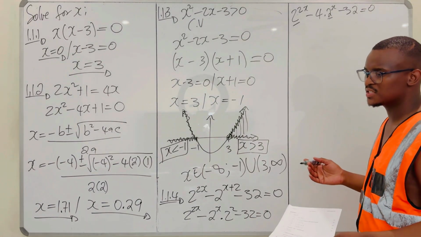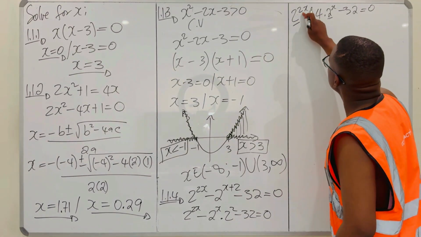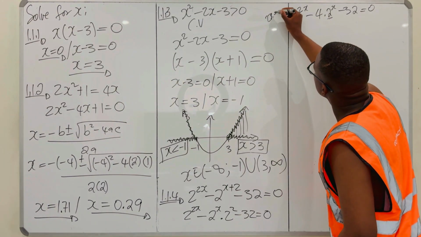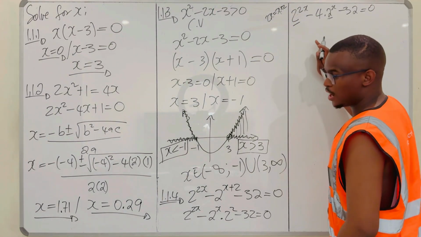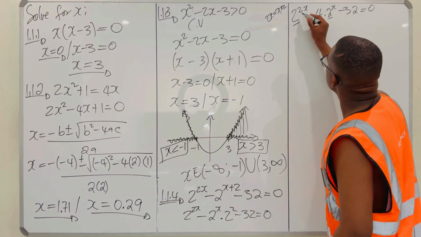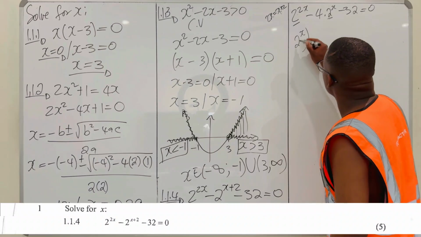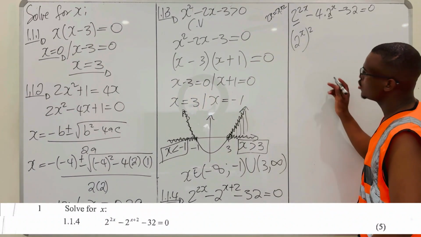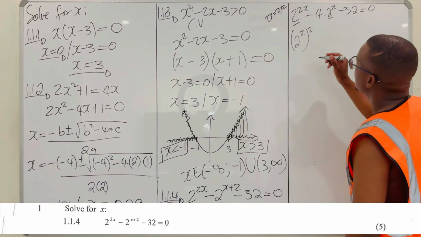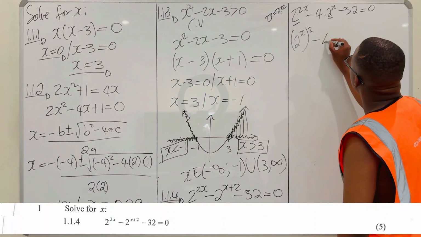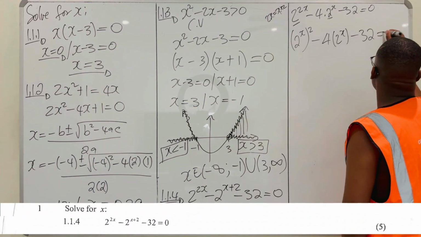Try to write them in a way such that they look similar. Your 2x is also the same as x times 2. So in that case, you can take out your 2 as a common factor and say I have 2 raised to x, and then you put a 2 there. So this is 2 times x, which is the same as that. Are you sure? Okay. Minus 4 times 2 raised to x minus 32 is equal to 0.